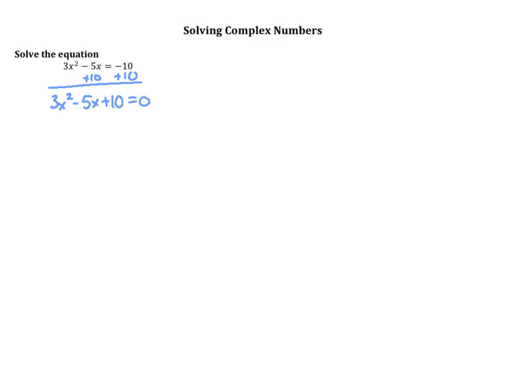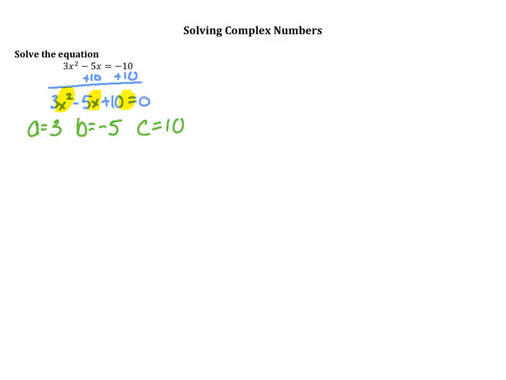Now the next thing that you need to do is identify your a, your b, and your c. So here my a equals 3, my b equals -5, and my c equals 10. Now, because this is a quadratic function, I'm going to use the quadratic formula. The best way to tell is that it starts with an x squared, then goes to an x, then goes to nothing. That tells you to use the quadratic formula.